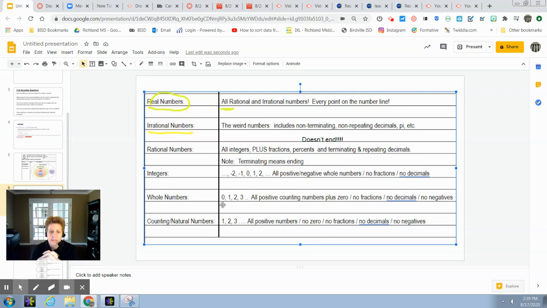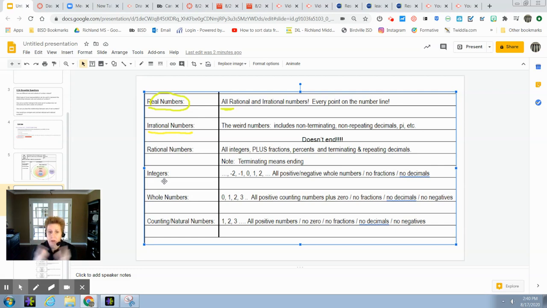The next one is the integers. And that is all the counting numbers, all the whole numbers, and all the negative numbers. So we have all the negative numbers. They're negative whole numbers, so no fractions or decimals. Negative whole numbers, zero, and then all the whole numbers.